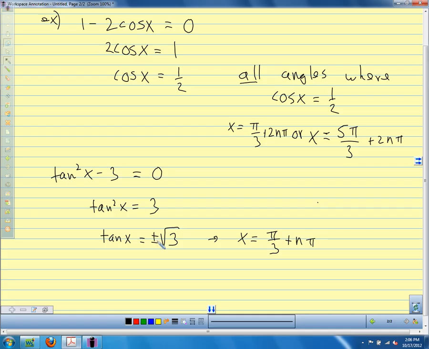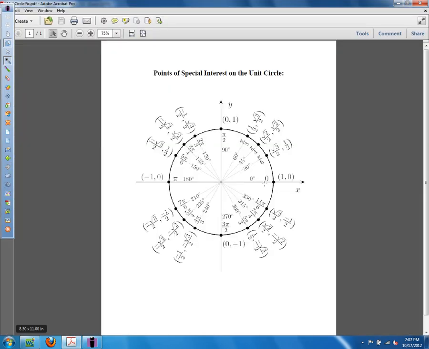And I also look at my unit circle where the tangent is negative square root of 3. So let me go back to the unit circle. Negative square root of 3, I would be down here at 5 pi over 3, or over here at 2 pi over 3. If I divide the sine by the cosine here, I get negative square root of 3. So if I take 2 pi over 3 and add any multiple of pi, that's going to get my negative square roots of 3.